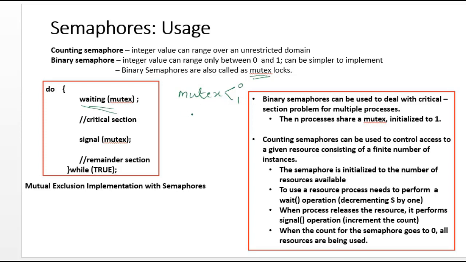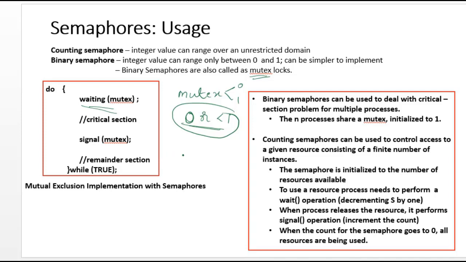That means if the mutex value is 0, or less than 1, the resource has been occupied already by some process. The requesting process has to wait. If the mutex value is 1, the requesting process will get hold of the semaphore and it can enter into the critical section.